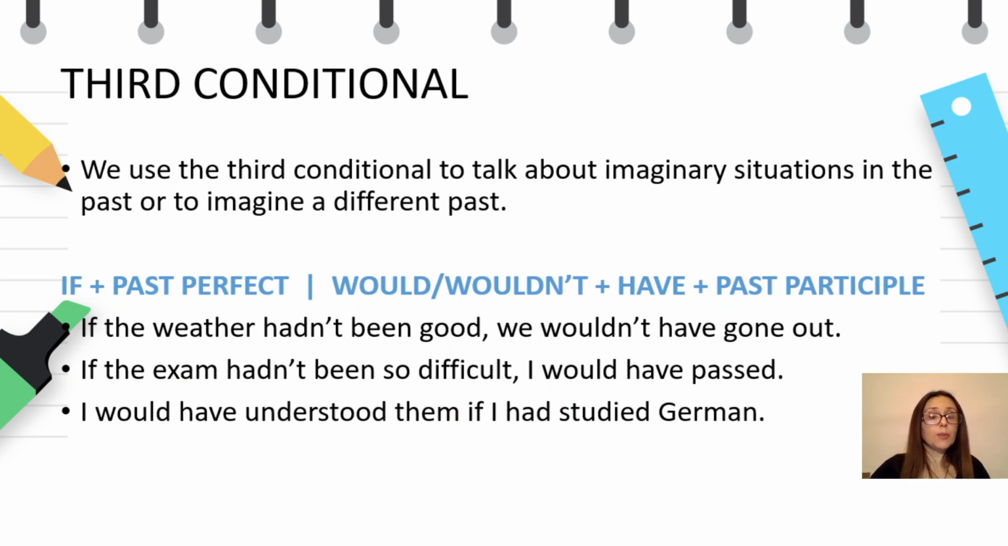Let's take a look at some more examples now. If the weather hadn't been good, we wouldn't have gone out. This means that the weather was good, so we did go out. The next example. If the exam hadn't been so difficult, I would have passed. This means that the exam was so difficult that I didn't pass. And the last example, I would have understood them if I had studied German. This means that I didn't study German, probably at school, so I didn't understand what they were saying.